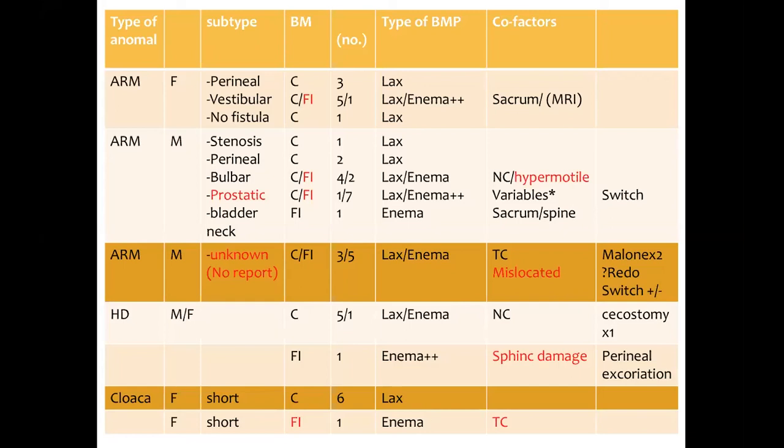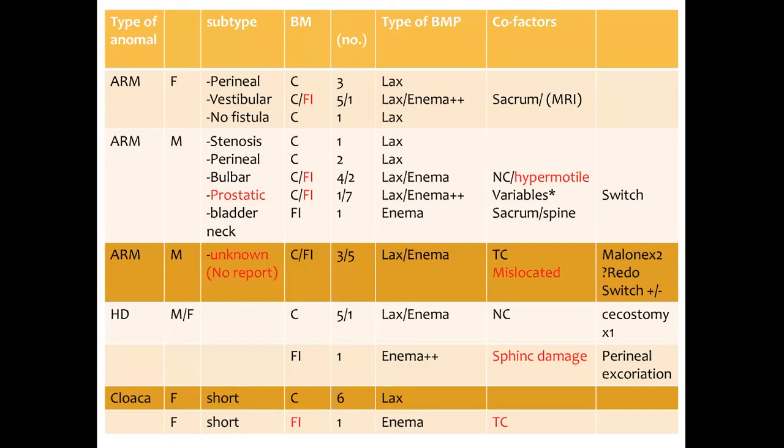And one of them has a very hypermotile colon that I could not manage with laxatives and he needed enemas. Let's talk about the bladder neck. I have 1 patient with fecal incontinence and he has, in addition to his high anomaly, a sacral anomaly and spine anomaly. So that's why he is managed very well with the enemas.